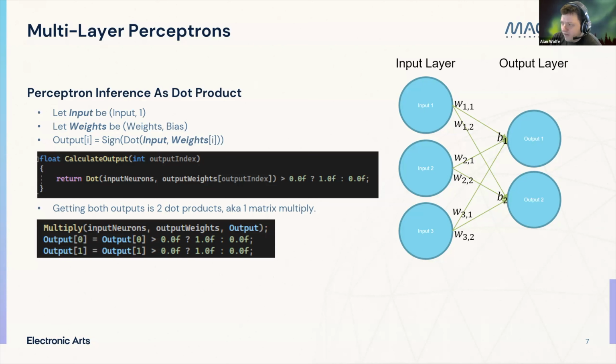And if you wanted to get both output values here, you would do 2 dot products, which is just a matrix multiply. So in the second chunk of code there on the left at the bottom, you can see where we do that. We do a matrix multiply to get the output, and then we apply the activation function to each part of the output. So as you can see, it's pretty straightforward to evaluate neurons in a neural network or layers in a neural network. And also because it's matrix multiplies, it's also very GPU friendly.